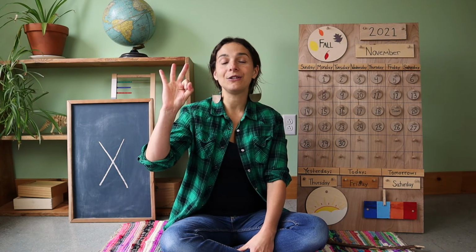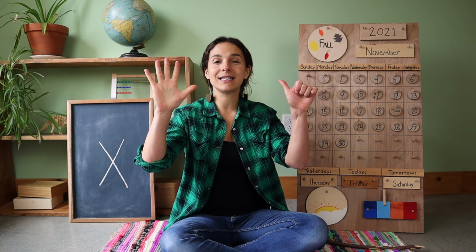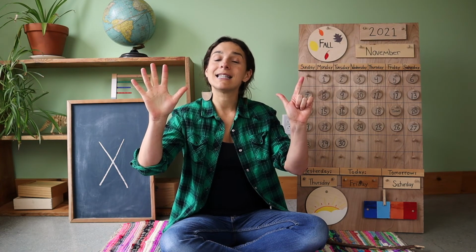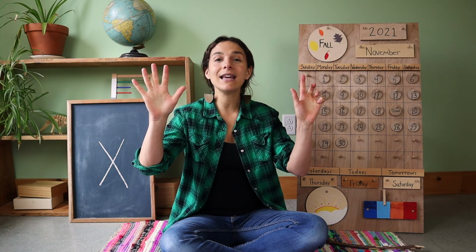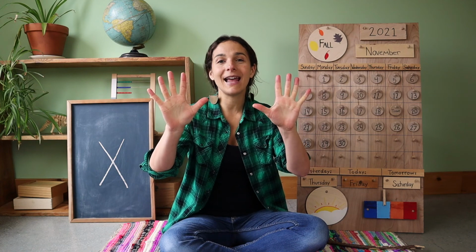1 little, 2 little, 3 little friends, 4 little, 5 little, 6 little friends, 7 little, 8 little, 9 little friends, 10 little friends to play.